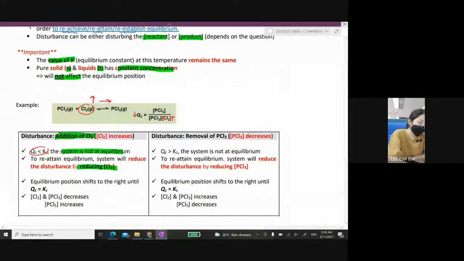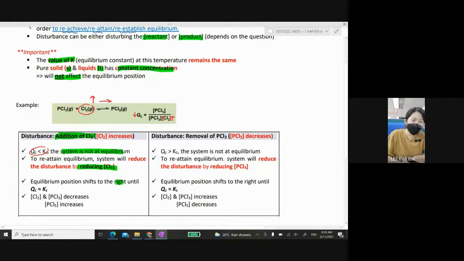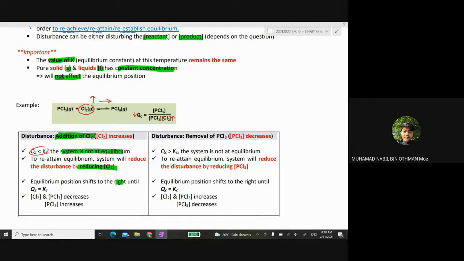Okay, so equilibrium shifts to the right until QC equals Kc. Do you get how Le Chatelier's principle works? Can you get the idea for PCl3, if we add Cl2, then the equilibrium will proceed to the right. Do you get this idea? Yes, madam. Okay.